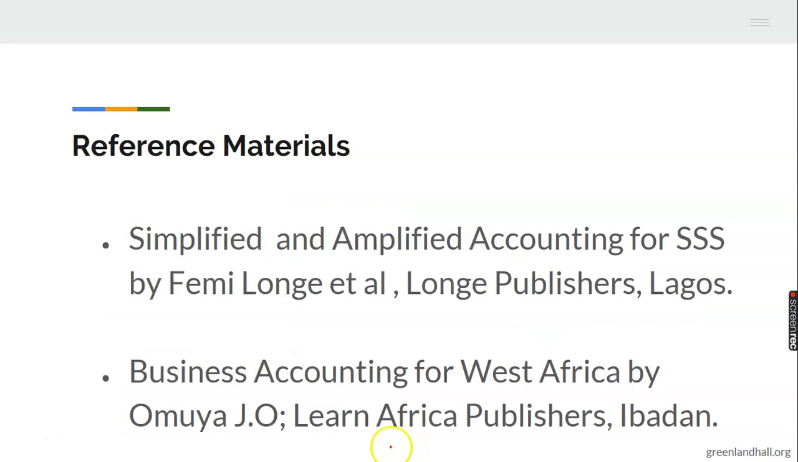Reference materials. 1. Simplified and Amplified Accounting for SS by Femi Longe et al., Longe Publishers, Lagos. 2. Business Accounting for West Africa by Omuya J.O.